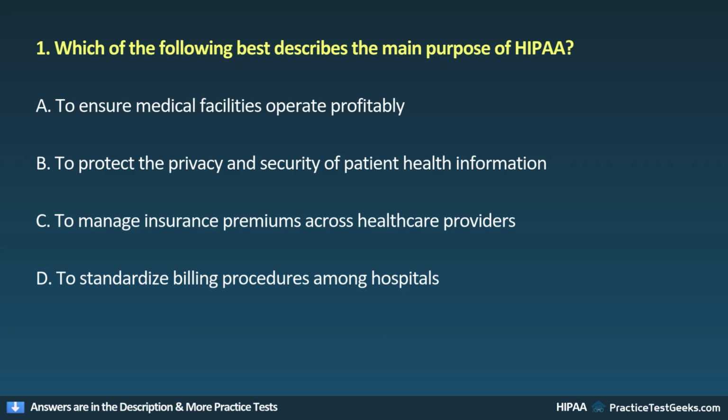1. Which of the following best describes the main purpose of HIPAA? A. To ensure medical facilities operate profitably. B. To protect the privacy and security of patient health information. C. To manage insurance premiums across healthcare providers. D. To standardize billing procedures among hospitals.